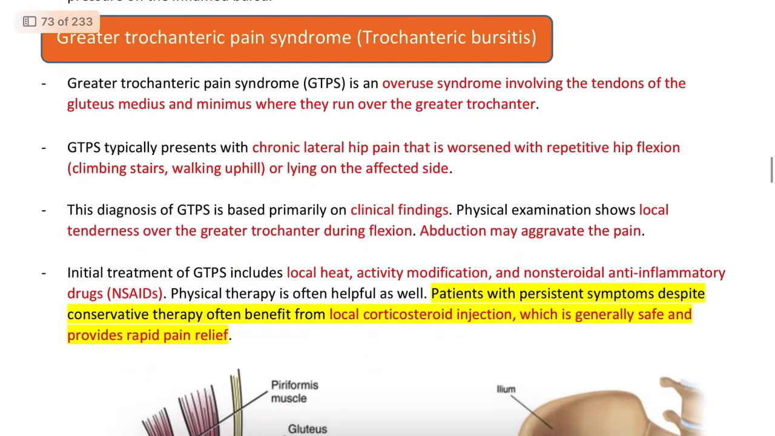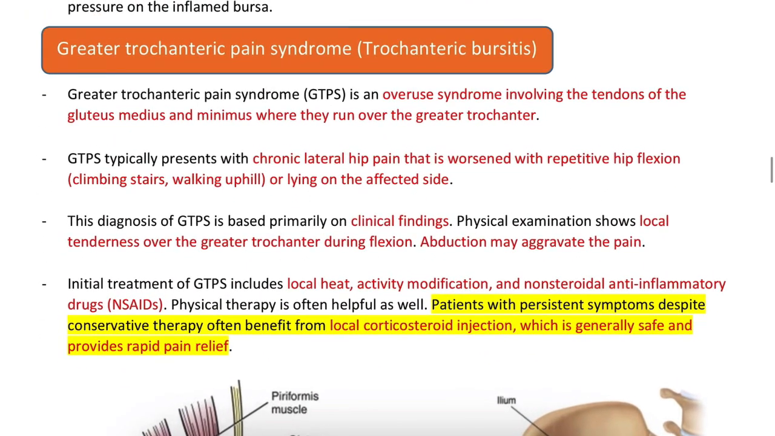Next we are going to discuss greater trochanteric pain syndrome, GTPS, which we can also call trochanteric bursitis. One classic example is greater trochanteric pain syndrome. It's not true bursitis alone. It's an overuse syndrome of the gluteus medius and gluteus minimus tendons running over the greater trochanter.